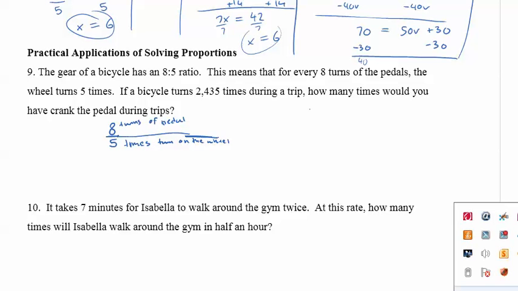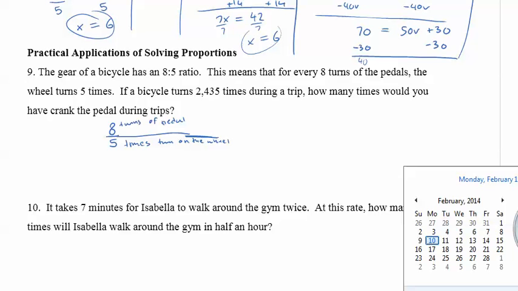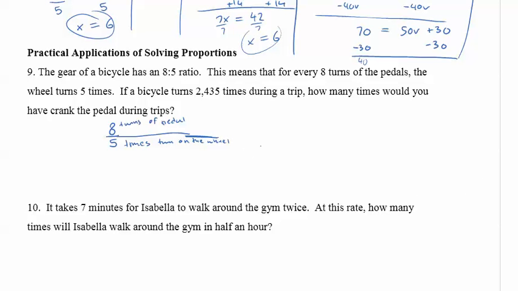All right. So the question's asking, if a bicycle turns 2,435 times during a trip, how many times would you have cranked the pedal during this trip? So it's saying, for every 8 turns of the pedal, the wheel is turning 5 times. So they're asking, what if the wheel had turned 2,435 times? How many times would you have pedaled?